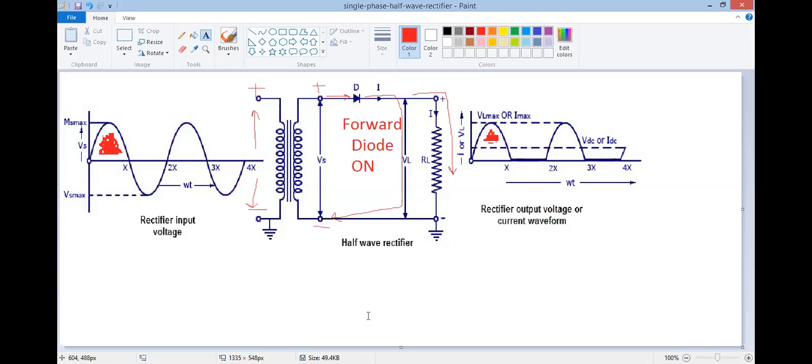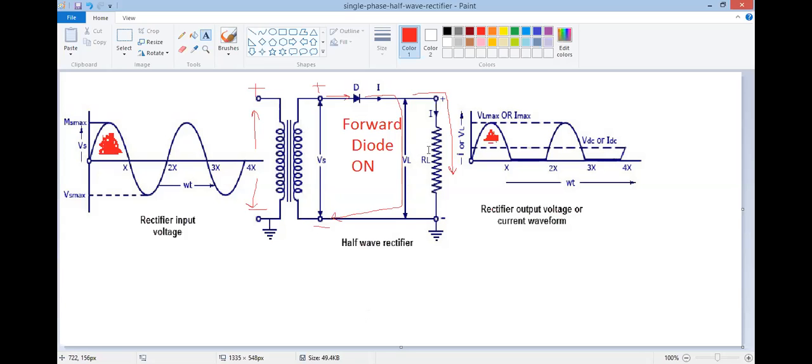Just like when we press a button at home and switch on, current starts to flow. So diode is on. Diode is on. So all current which is coming from input will go to the output load. See RL. You can see here the RL.